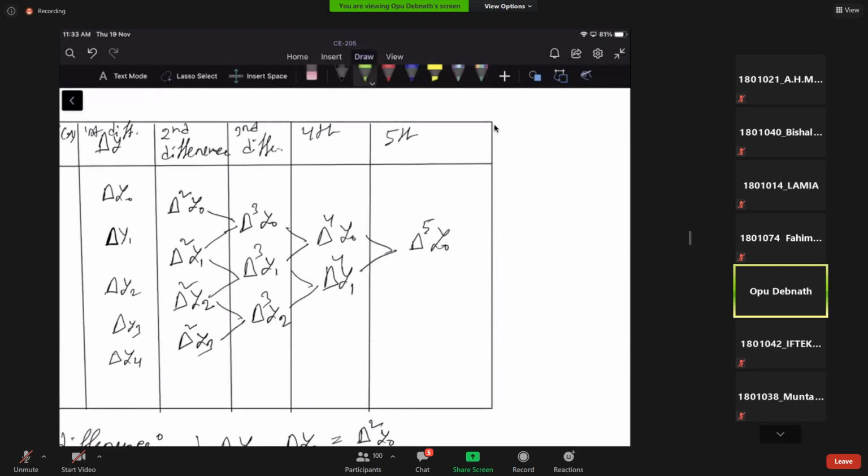This is called the diagonal of the difference table, diagonal difference table, or the leading difference. That means these are the leading differences: del y0, del square y0, del cube y0, del to the power 4 y0, del to the power 5 y0. These are the leading differences.